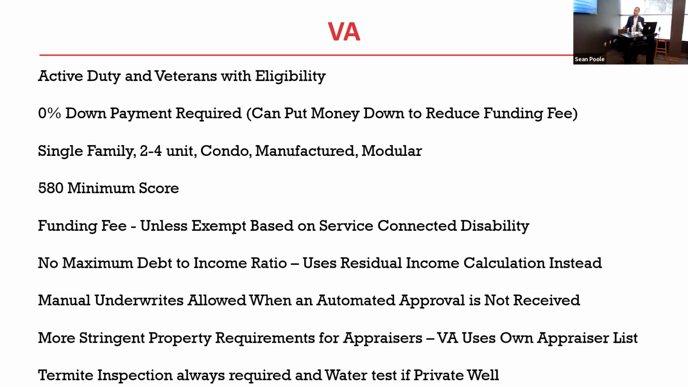A lot of people, if they want to reduce their funding fee and they have the money to put down, if you put down 5% or 10%, it'll reduce that funding fee up front. The funding fee is similar to FHA. It gets added to the top of the loan. So it could be 2.3%, or it could go down to 1.65%, depending on what you're putting down. Or even lower. So the funding fee is based on the down payment, but again, it's not something that's paid out of pocket by the veteran.